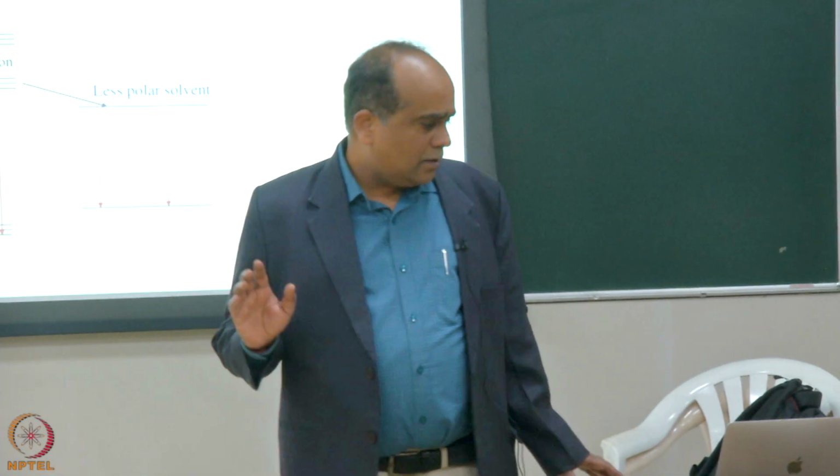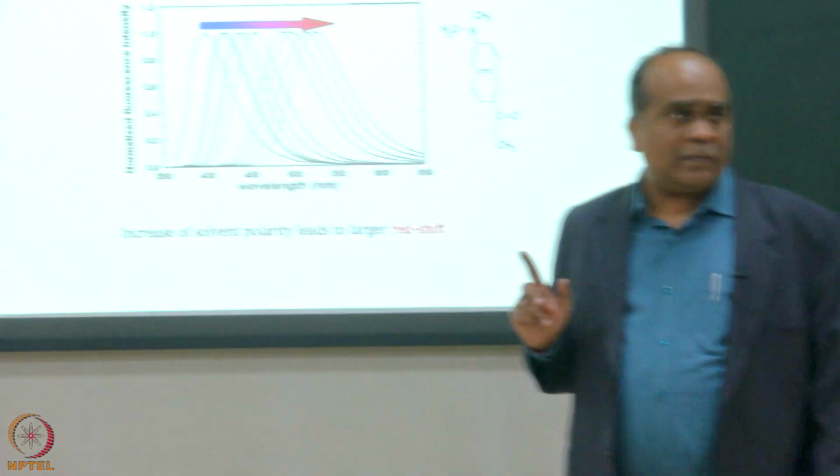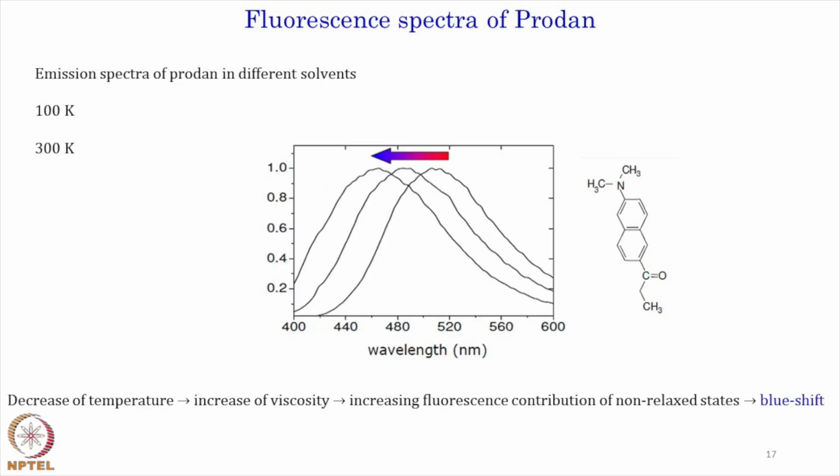So, essentially solvent plays an extremely important role. To give you a real example, a molecule called prodan. Its emission spectra in heptane and water: if you change from heptane to water, increasing the polarity, it changes the emission wavelength. It goes from 350 all the way to 650. So, that is the effect of a solvent and its polarity. You see, emission intensity is not changing, but wavelength is changing, right.